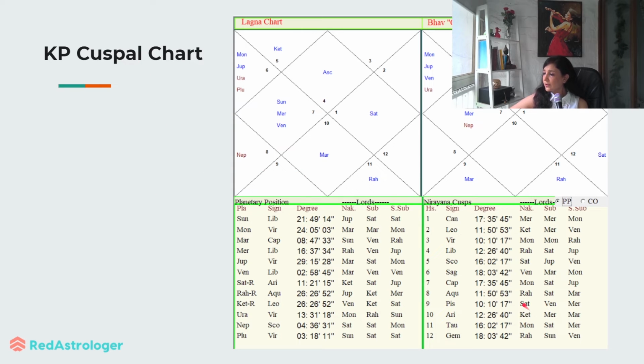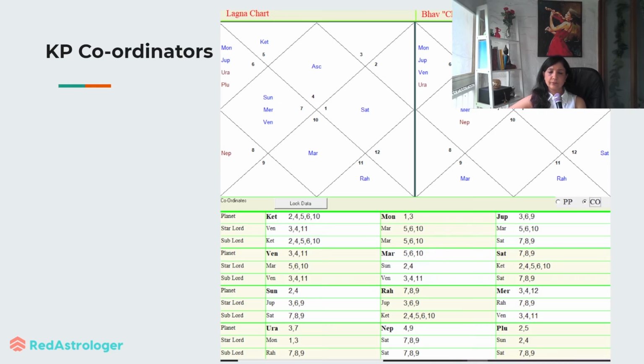Now the 8th house cusp's star lord is Rahu and the sub lord is Saturn. So the 8th house cuspal sub lord is Saturn, and then Rahu. These two planets have to be analyzed very carefully because they are coming at the 8th house cusp. Rahu is at star level and Saturn is the cuspal sub lord, so they have the power to give pains and chronic diseases.